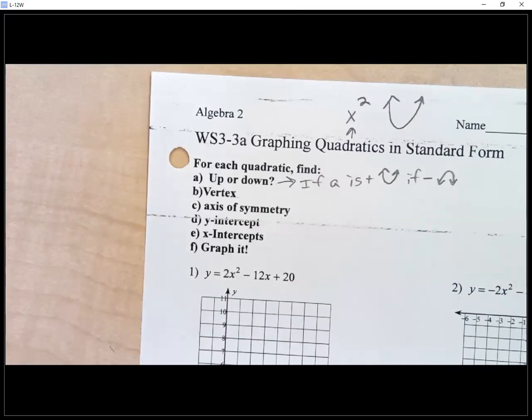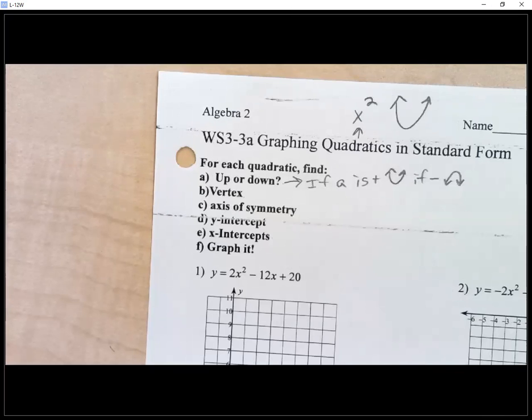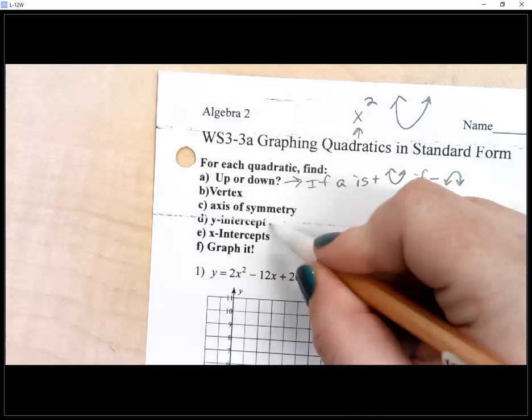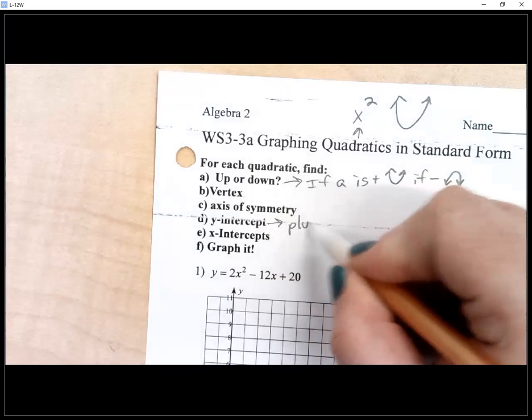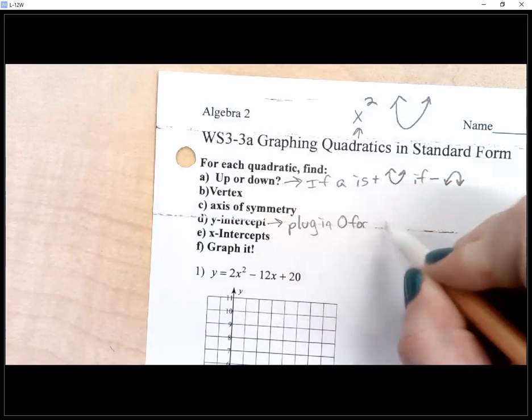All right, let's talk about the other ones you probably already know. You know how to find the y-intercept. How do you find the y-intercept of anything? Exactly. All you do for that is plug in 0 for x and solve for y.